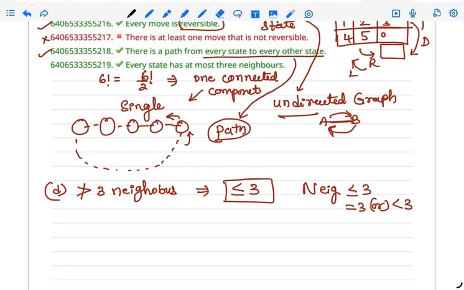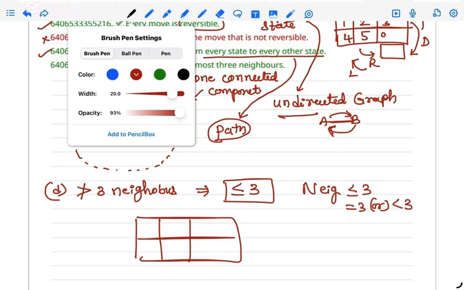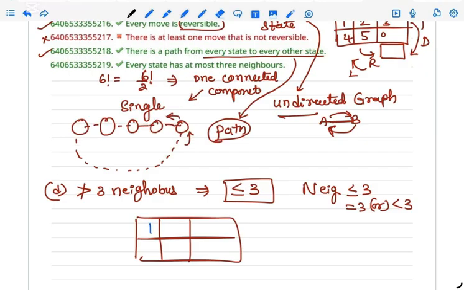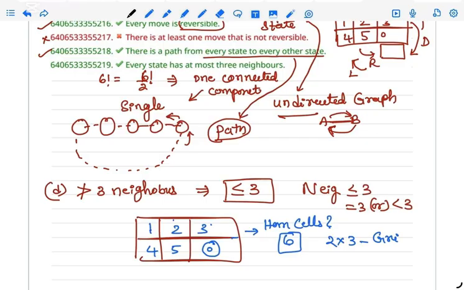So in this sliding puzzle, 1, 2, 3, 4, 5, and 0 is the empty space. How many cells are there? 1, 2, 3, 4, 5, 6. Total 6 cells. That is a 2 cross 3 grid puzzle. That is the sliding puzzle.